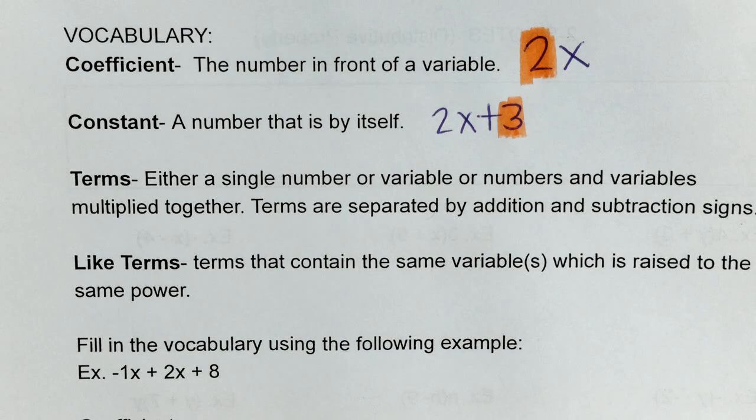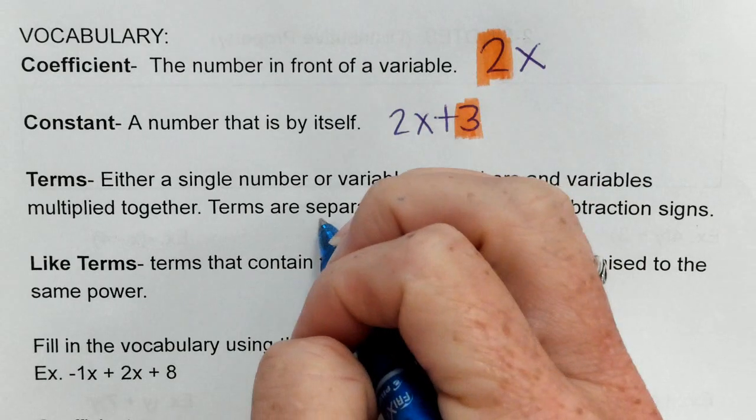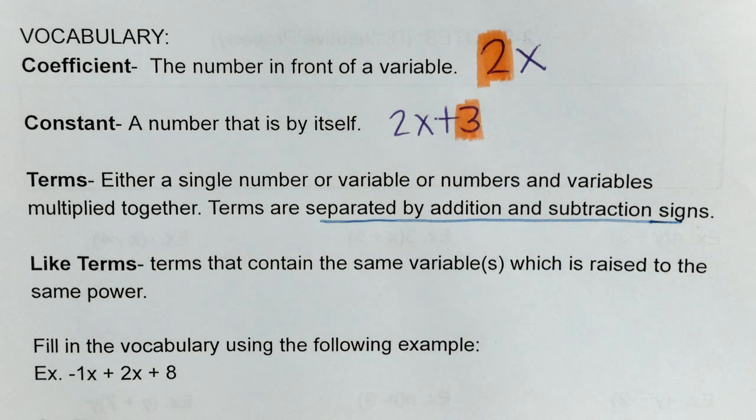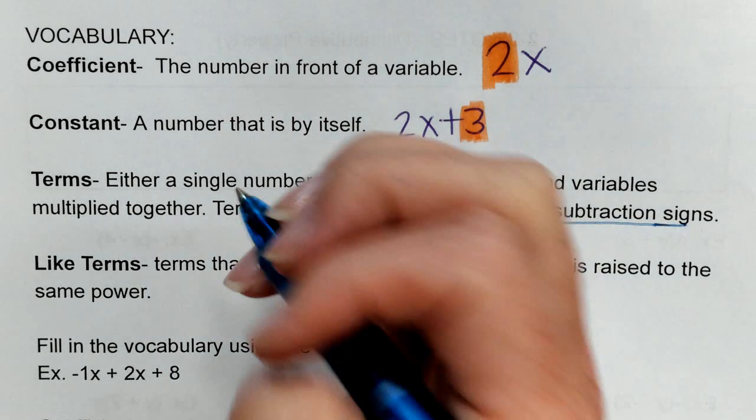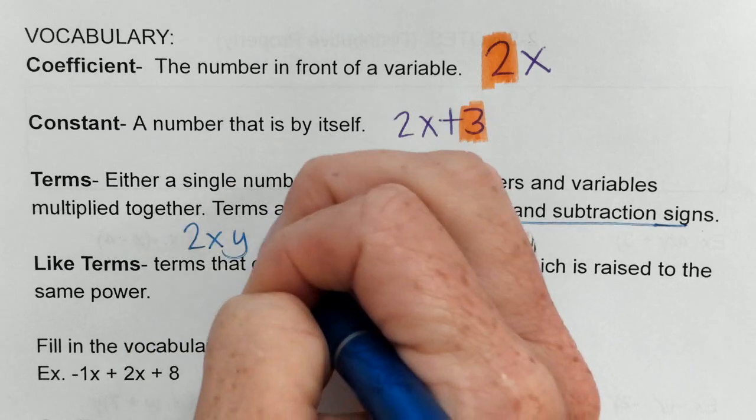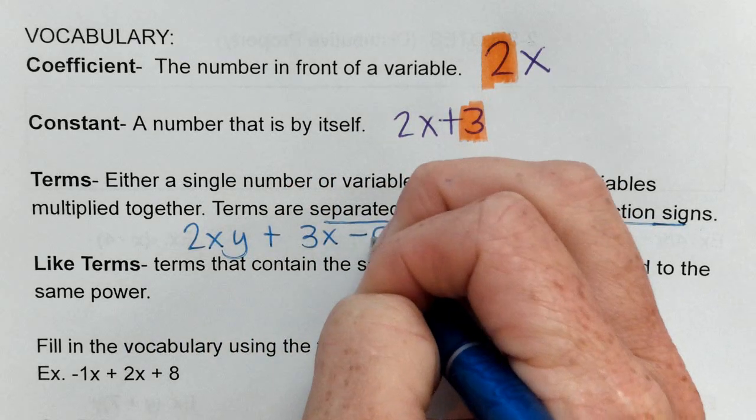Terms. We talked about like terms, yes? So now we're going to talk about how do you even know what a term is. A term can be a single number or a group of numbers that are put together by multiplication or division. They are separated by addition and subtraction signs. That's the biggest part you need to know. Okay, so I'm going to write an expression, and we're going to talk about how many terms there are, and y'all write this with me. 2xy plus 3x minus 5.